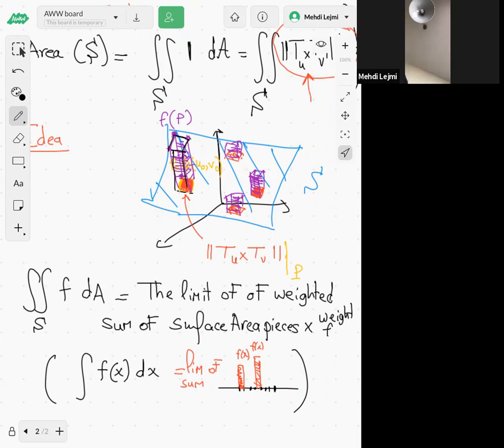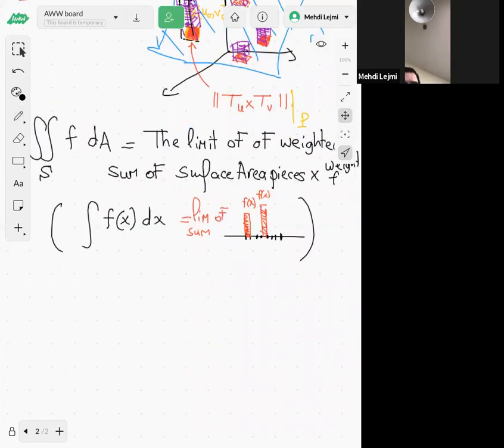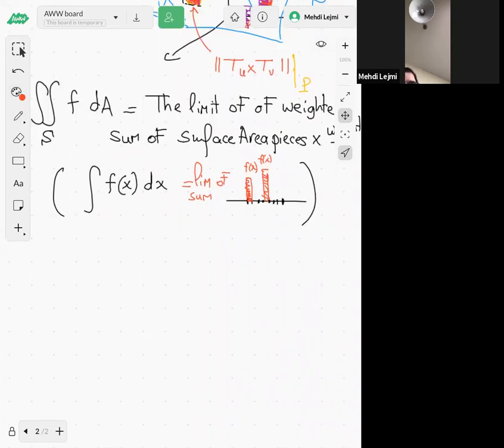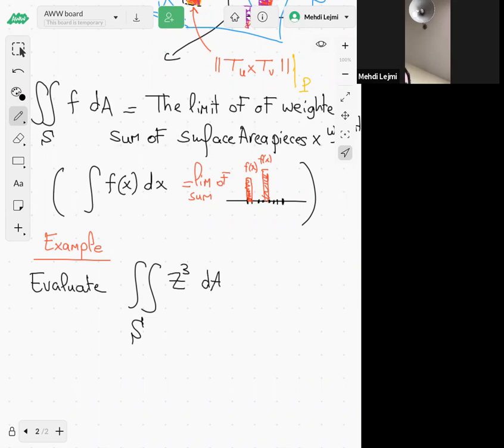Now, here's a numerical example. Let's say you want to evaluate the double integral along the surface S of the function z cubed, where S is the sphere of radius 1.